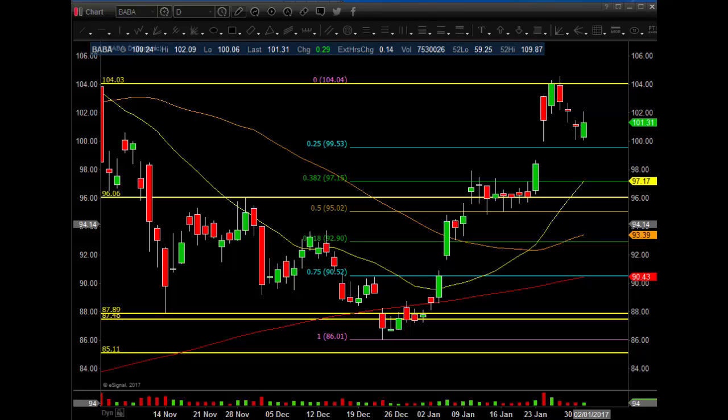Today we're looking at Alibaba, JPM, and the IBB. We follow the daily, weekly, monthly time frames, and we use technical analysis here at StockBookie.com.